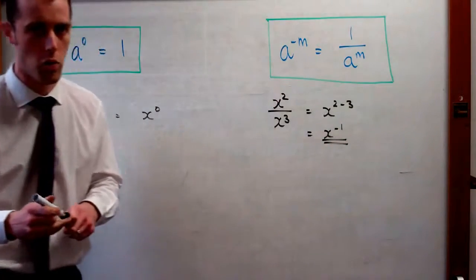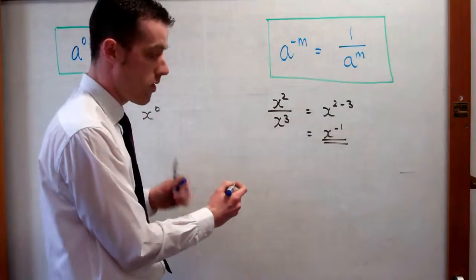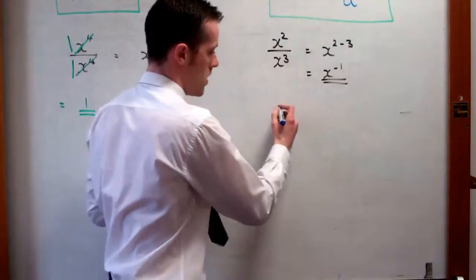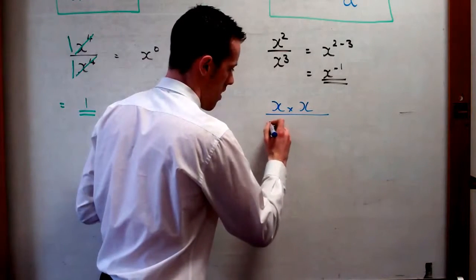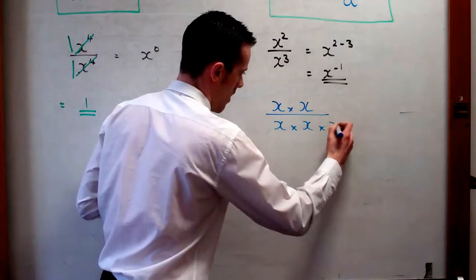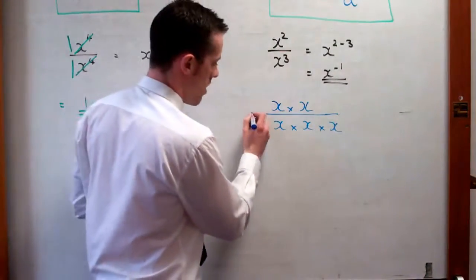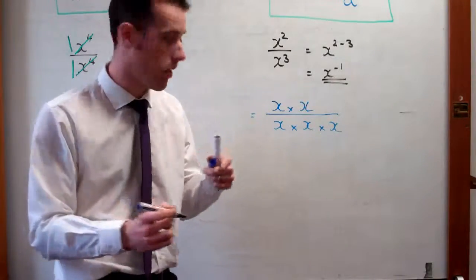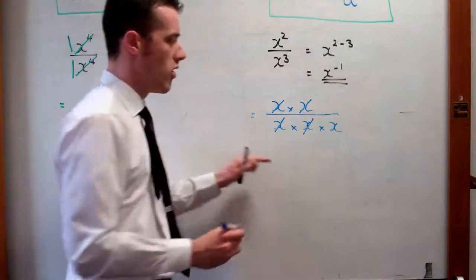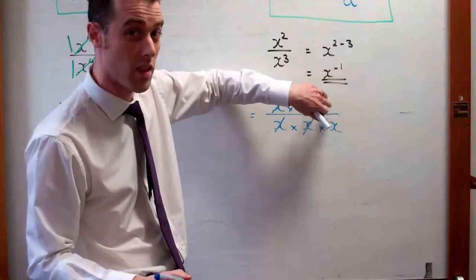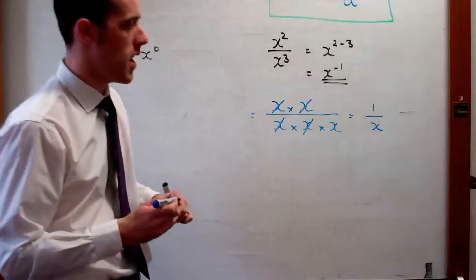But let's look at that from an algebraic fraction point of view as well. If we look at x to the power 2 over x to the power 3, and we write that out in full, so what I mean by that is like this. So x squared over x cubed is going to be written down like this. And if I cancel everything down, this x will cancel with this one, and this one will cancel with this one. And remember, if there's nothing on the top line, we can say that there's a 1 there, and we can say that that's 1 over x, like that.